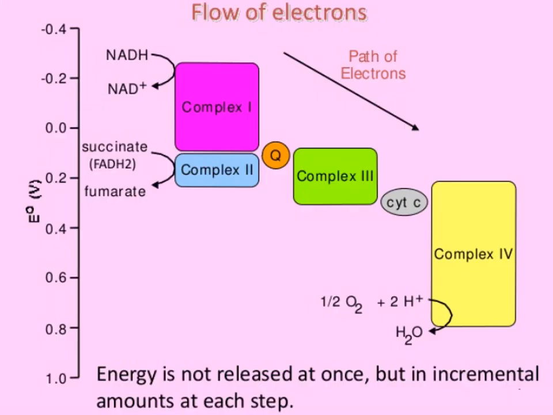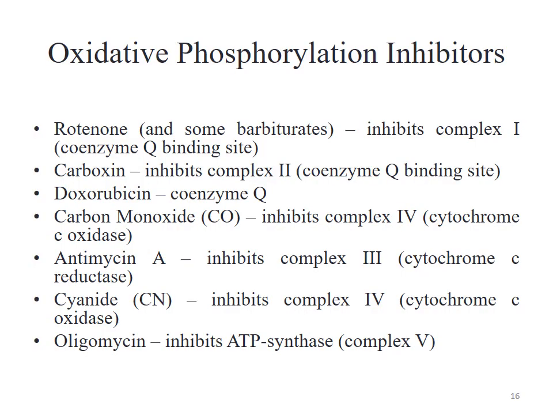So this chart represents the whole passage of the electron from complex 1 to complex 5 and the production of ATP. And in the whole process, a total of 34 ATPs are generated, which is the main product of the process. Inhibitor of the complex 2.